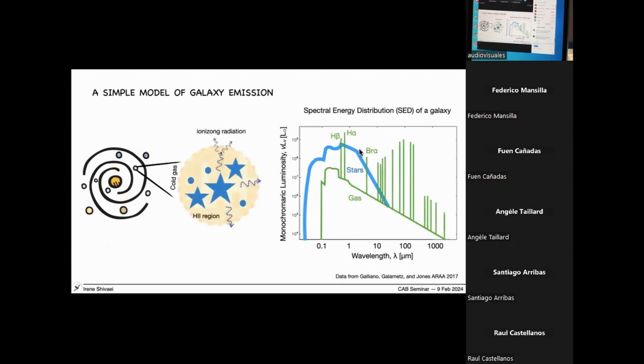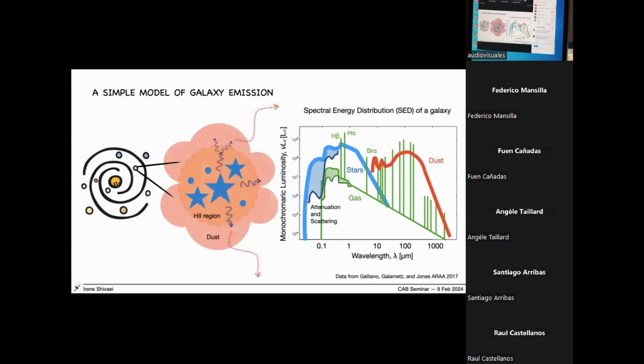Then we have the gas, which has strong emission lines all across the spectrum, and also a continuum emission. We can see, for example, hydrogen Balmer lines here, but it goes all the way to millimeter wavelengths. And in this picture, we also have dust that attenuates and scatters the UV and optical light and re-emits it at longer infrared wavelengths. Depending on the distribution of dust and the properties of dust, the shape of the infrared emission changes.